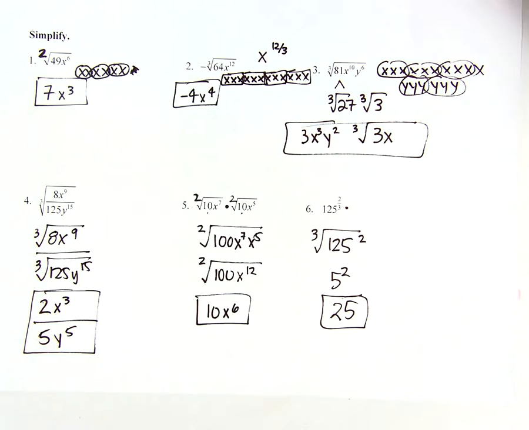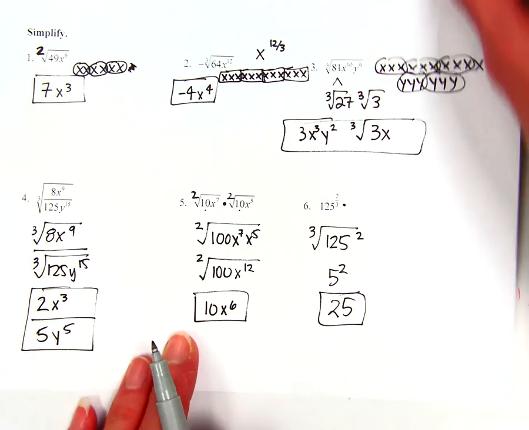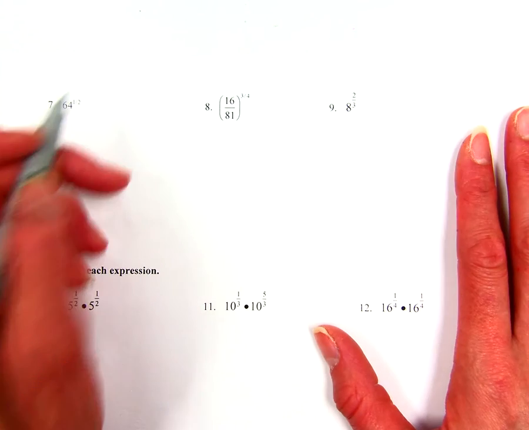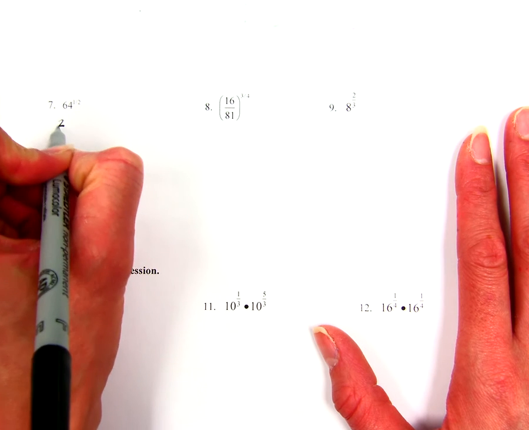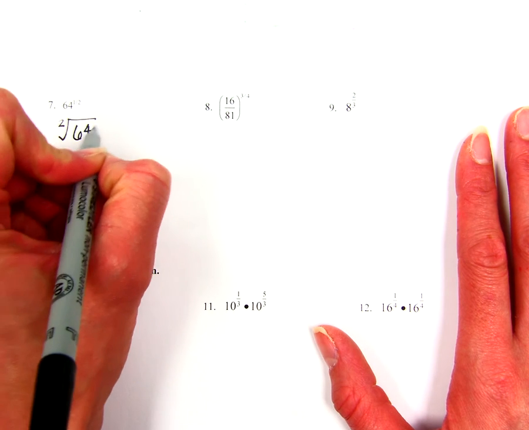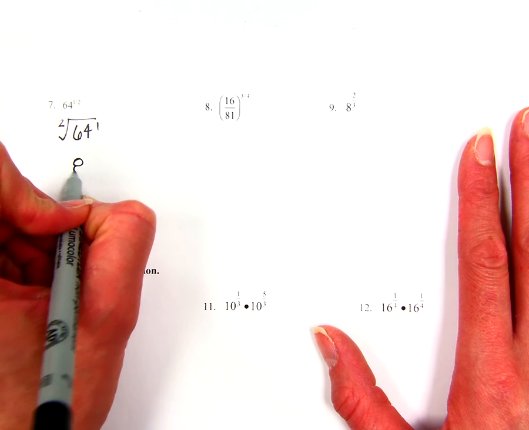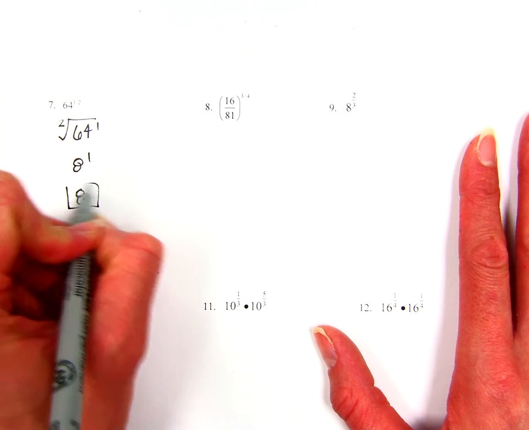Okay. So if they're going too fast for you, rewind the problems or watch them again. You can do that. Otherwise, we're going to move on to problem 7. So 64 to the 1/2. The 2 is my index, so it's the square root of 64 to the 1st. The square root of 64 is 8, and 8 to the 1st is just 8.